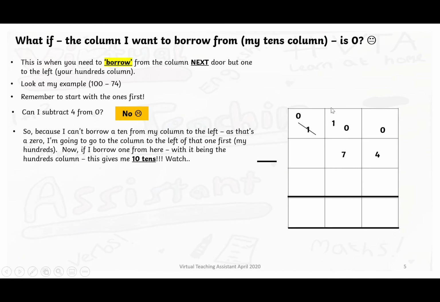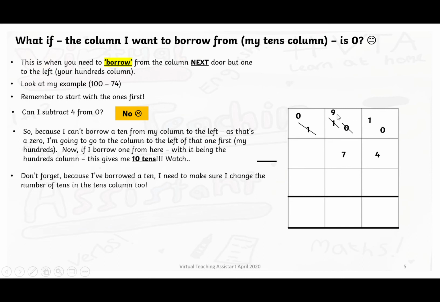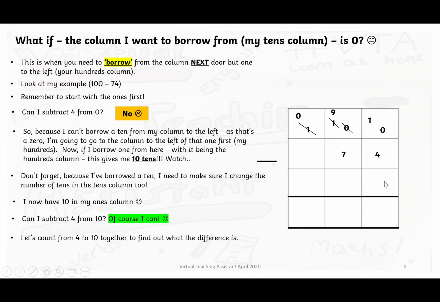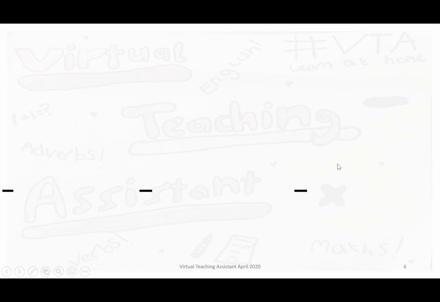Now I've got 10 tens here. Yeah? So what I'm going to do is cross these out and move one of my tens over here. And don't forget to change that to a 9. Okay? All right, so now I've got 10 ones. 10 take away 4 is 6. 9 take away 7 is 2. And I've got no hundreds.